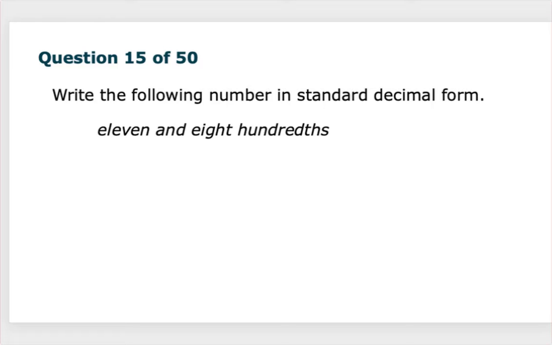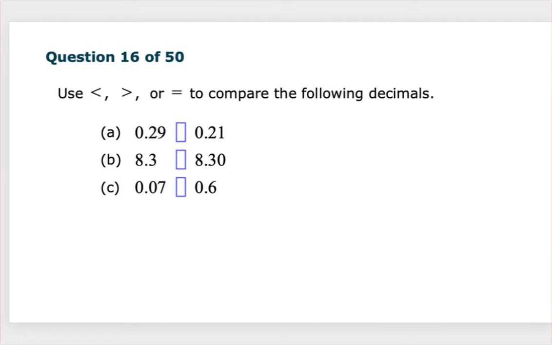Question 15. Write the following number in standard decimal form, 11 and 8 hundredths. Remember, 11 and, that's where we put the decimal. This one is going to be the tenths place, hundredths place. So we're going to put the 8 here and fill in with a 0. So 11.08 is the number we're seeking.